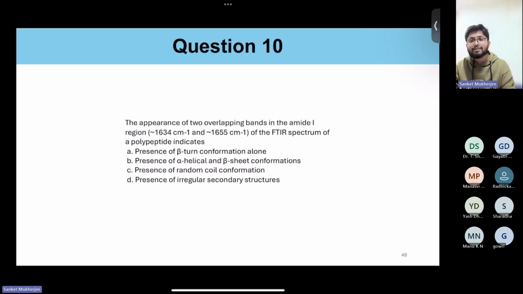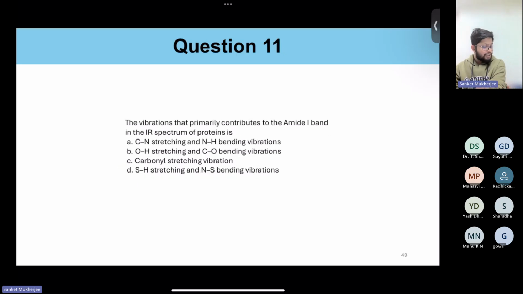Not getting any answers. Presence of alpha helical and beta sheet conformation. Yes, you're right. The vibration that primarily contributes to amide band in the IR spectrum of the protein is due to CN stretching and NH bending vibrations, OH stretching and CO bending vibration, carbonyl stretching vibration, or SH stretching and NS bending vibration.